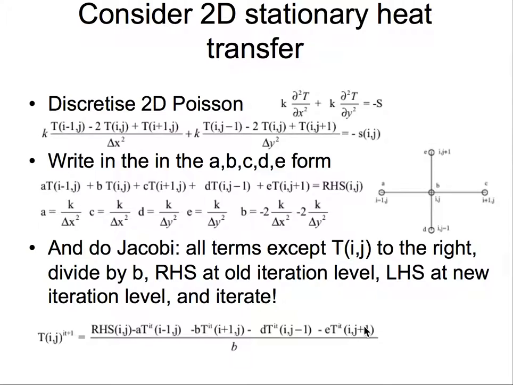Remember, for one iteration in 1D we needed to have a loop over all points i. In this case we need a 2D loop, a loop over i in a loop over j to iterate over all points ij.